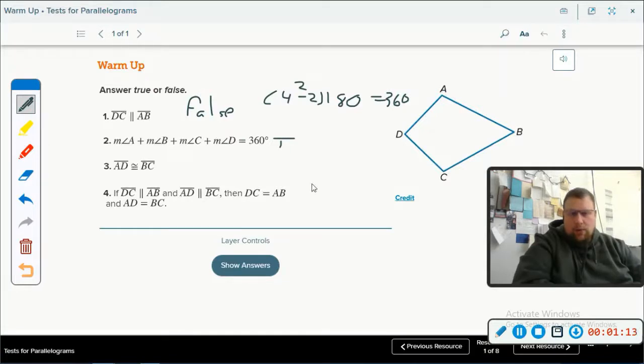AD is congruent to BC. I have no idea. I don't have enough information. That's false. They haven't told me anything about these lines.